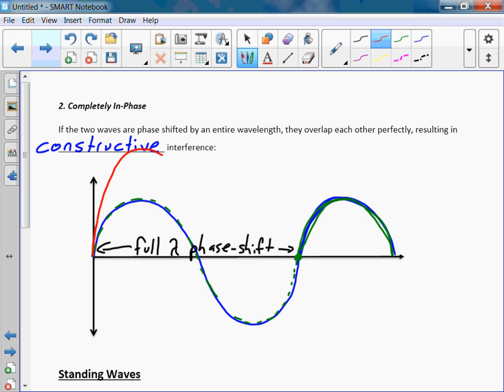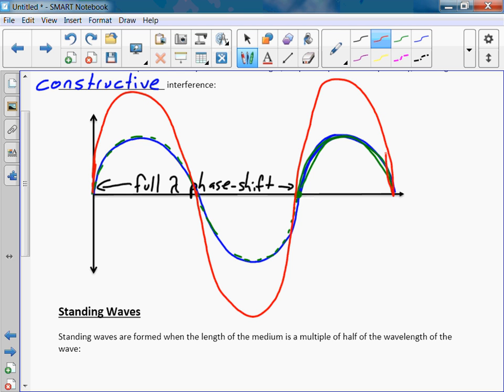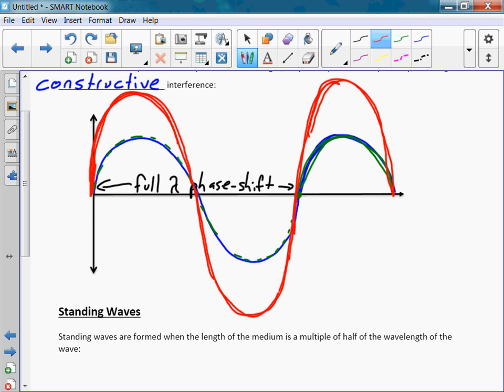So this red line, you know what? Let me do this again. That was terrible. The red line represents the resulting wave pattern. Do this a little slower here. Still nasty, but you get the point. So I'm going to label this as the resulting waveform.